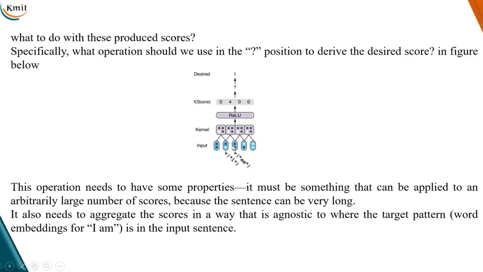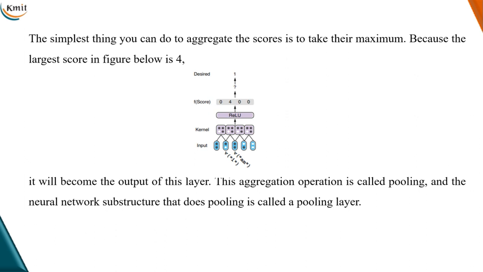Now once I'm done with this input kernel, applying a ReLU and I get the score, what do I do next? So here the question mark. How to aggregate this particular thing to get the desired score? The operation here needs some properties that we are going to look into now. The simplest thing that we do in pooling is either take the maximum value or take the average. The simple thing that we can do is taking the maximum of the scores. Here the largest score is 4, hence in place of the question mark I'll apply 4. This aggregation operation is called pooling. Either go for average pooling or go for max pooling.